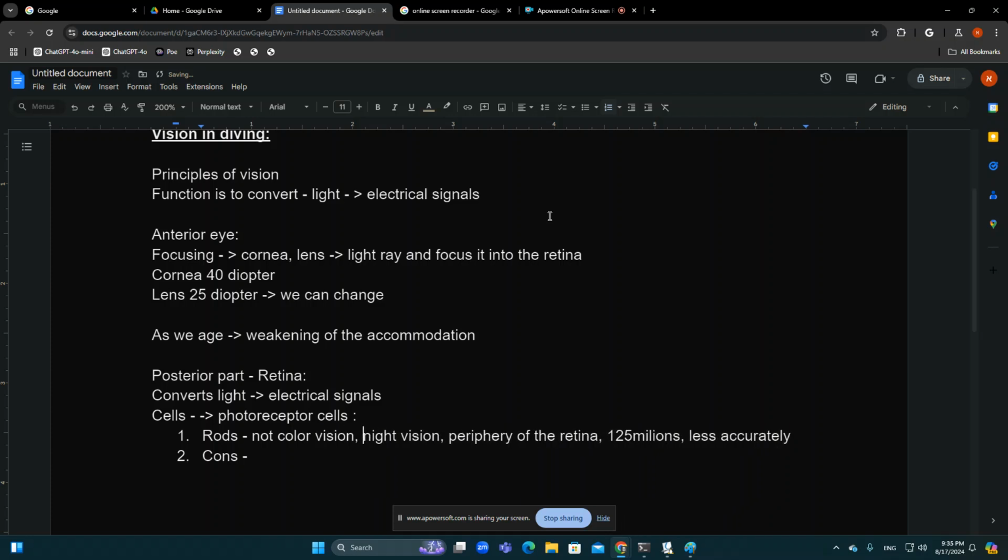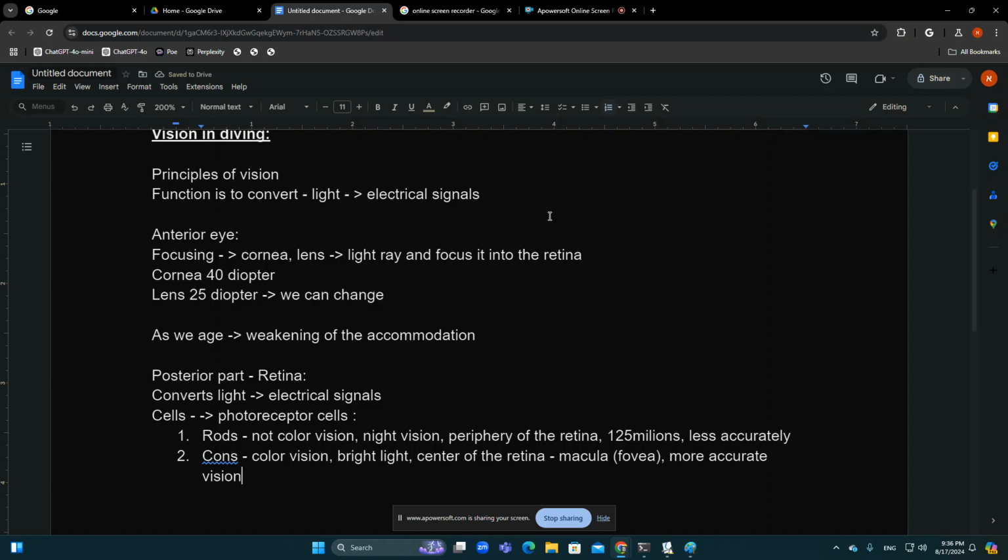Now, the other type of cells we have in the retina are the cones. The rods are not for color vision. Now, the cones are color vision, usually for bright light, so it's daylight, right? Not night vision. They are usually in the center of the retina, which is called the macula, and in the center of the macula there is the fovea, which is the place with the highest density of cones. In the fovea there is the maximum number of cones, and there is more accurate vision. This is our central vision.